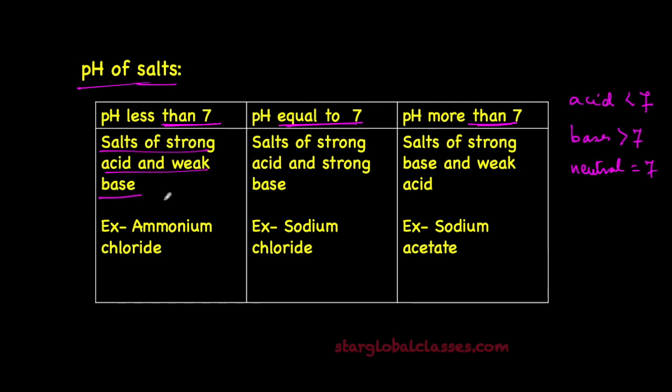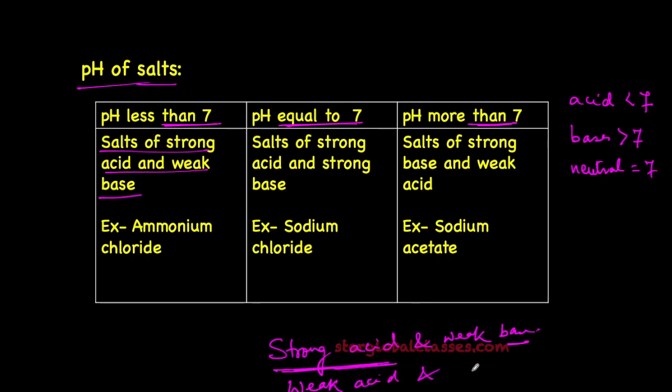Means if a salt is made from a strong acid and weak base, the pH will be towards the acid side, means less than 7. If a salt is made of weak acid and strong base, pH will be more than 7, means pH is towards the base side.